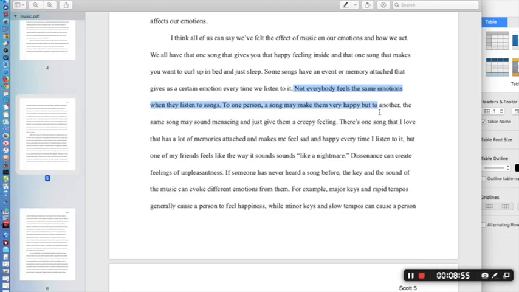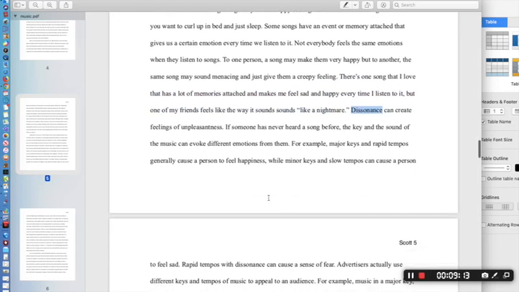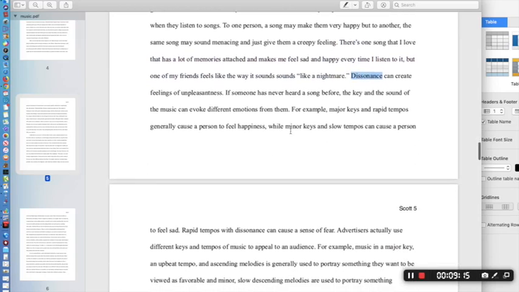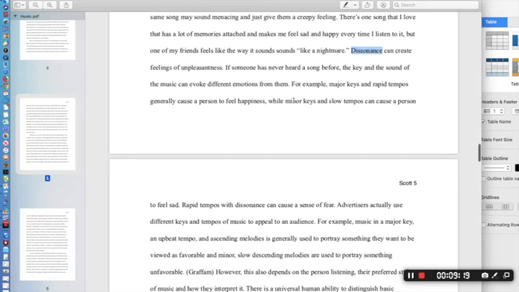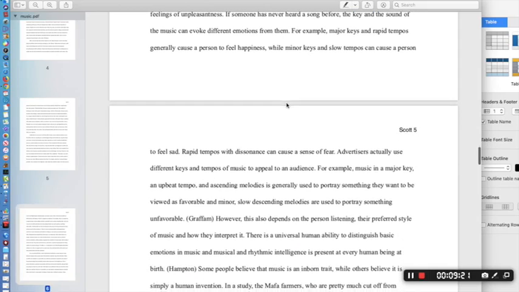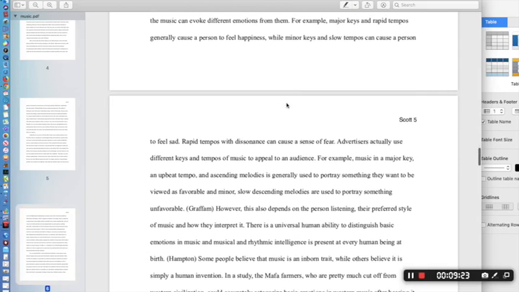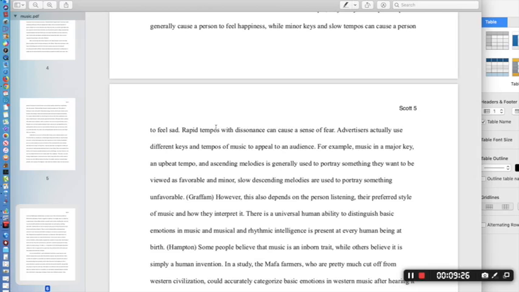Not everybody feels the same emotions when they listen to songs. To one person, a song may make them happy, but to another, the same song may sound sinister and just give them a creepy feeling. Not too personal yet, but then there's one song I love that has a lot of memories attached and makes me feel sad every time I listen to it. But one of my friends feels like the way it sounds is like a nightmare. Dissonance can create feelings of unpleasantness. If someone has never heard a song before, the key and sound of the music can evoke different emotions from them. For instance, major keys and rapid tempos generally cause a person to feel happiness, while minor keys and slow tempos can cause a person to feel sad.